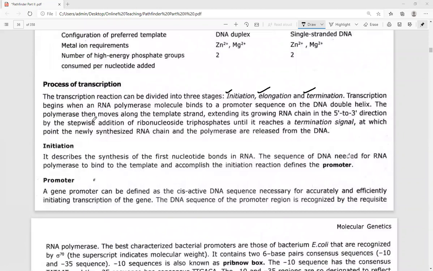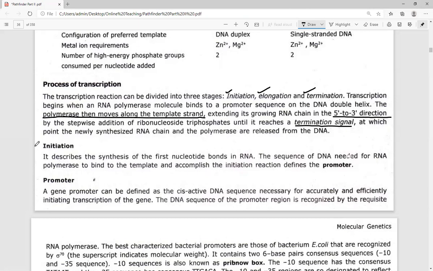Now, transcription begins when an RNA polymerase molecule binds to a promoter on the DNA sequence. The polymerase always moves in a particular direction, the 5 prime to 3 prime direction. The polymerase then moves along the template strand by the step by step addition of ribonucleotide triphosphates until it reaches a termination signal, where the process of transcription is terminated.